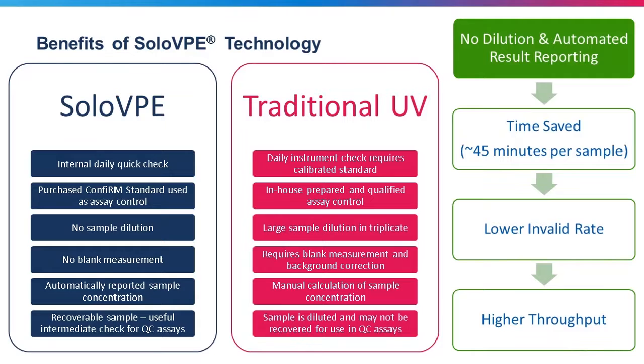In summary, just by removing sample dilution and automating result reporting, we're able to save time in the quality control laboratories, approximately 45 minutes per sample if you factor in sample dilutions, measuring every preparation, manually calculating results, and having a second verifier to review those calculations.